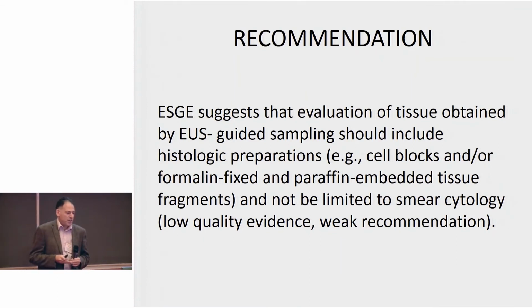So the guidelines do suggest that evaluation of tissue obtained by EUS-guided sampling should always include some sort of histologic preparation, whether it be cell blocks or formalin-fixed and paraffin-embedded tissue fragments which have been obtained from the specimen, and should not be limited just to smear cytology. Again, there's not a lot of evidence to support this, but it's pretty self-evident, really, if you think about it. You want to have tissue available to get everything you can out of the sample.